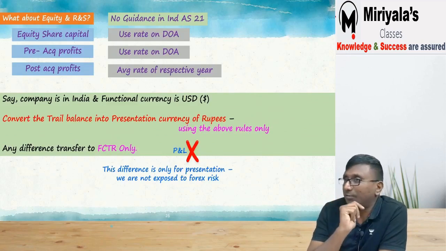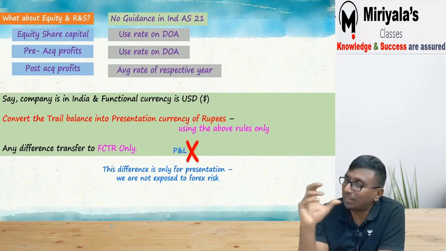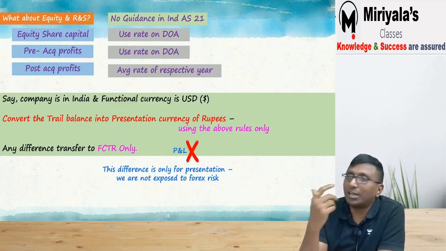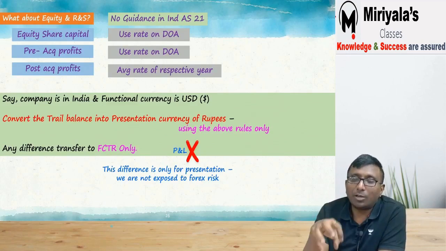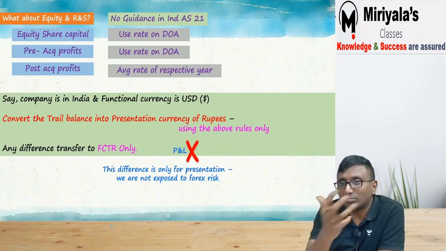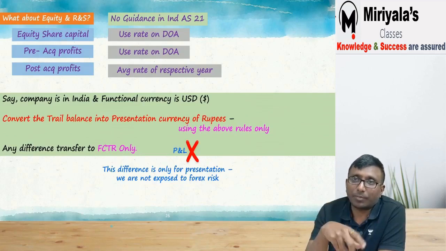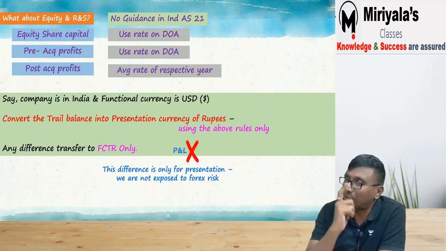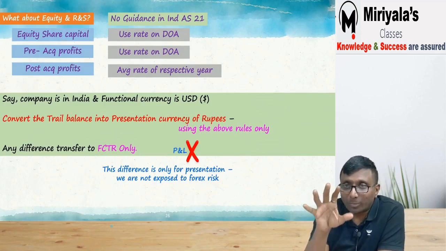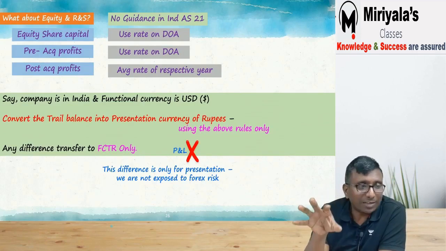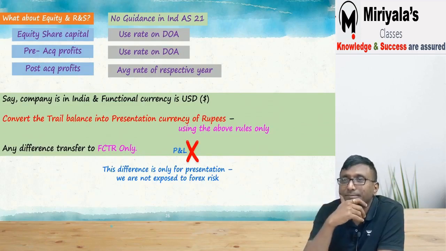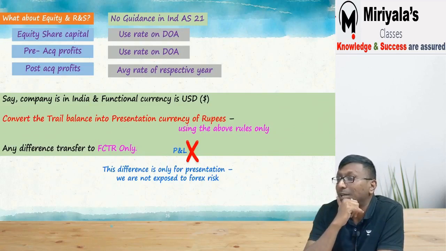Presentation currency is something different, and functional currency is something different. Where are you? In India, sir. But basically your market is the US market. That means your functional currency is the dollar. Assume you are maintaining Tally in which currency? You maintained it in dollars.